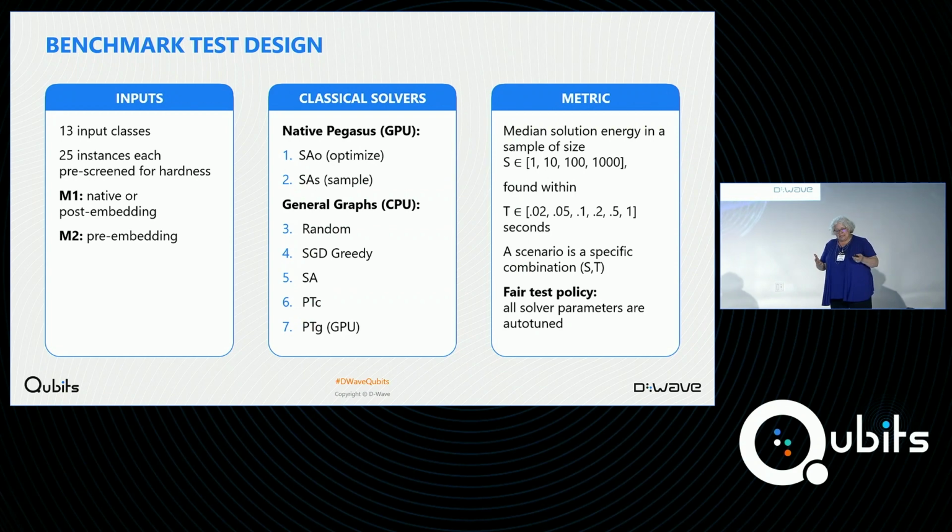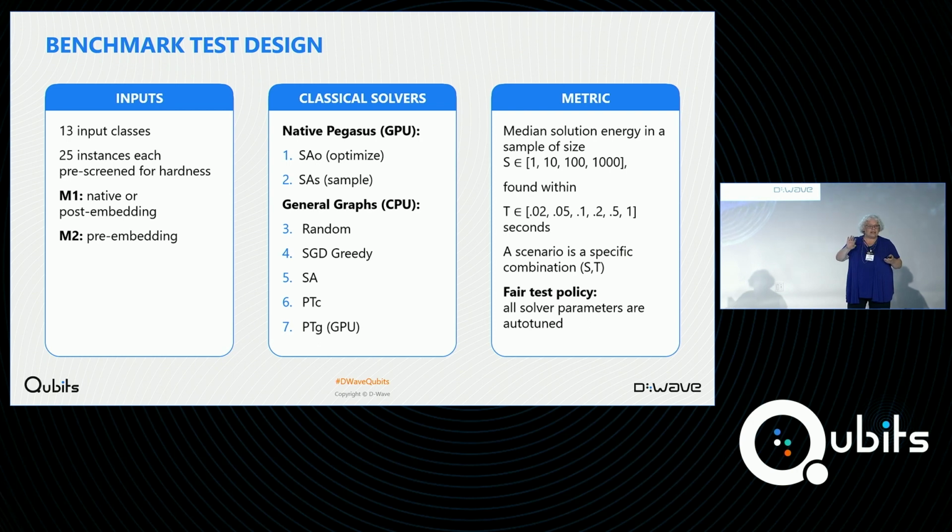And so more or less, here's in a nutshell how we set up this test. In terms of the inputs, we have 15 different input classes. There are 25 instances in each class. And we pre-screened them for these instance classes. We actually started out with more like 16 or 17 input classes.